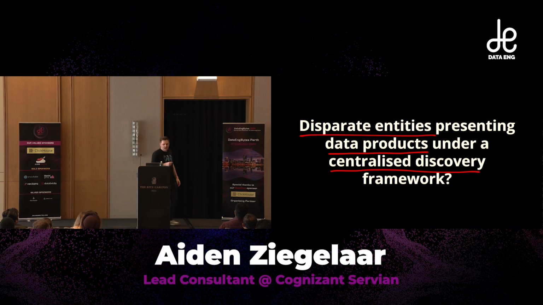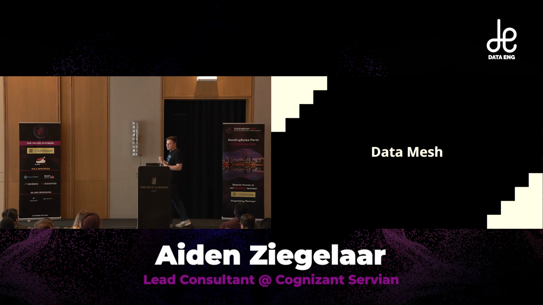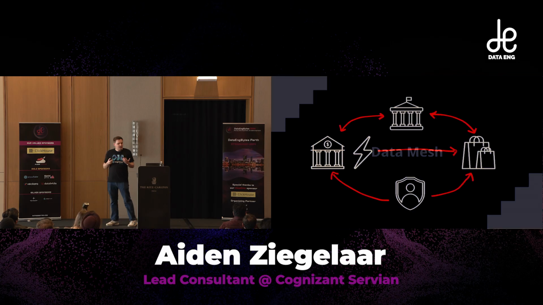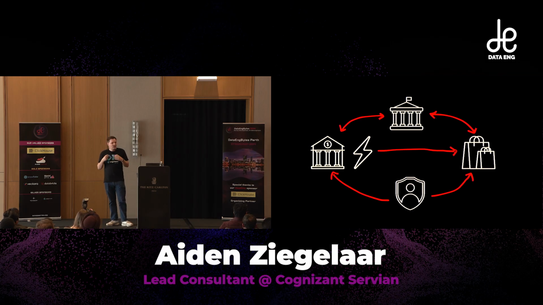So now we can take a look at the ecosystem a little bit more and see we've got disparate entities presenting data products under a centralized discovery framework. And now, does this sound familiar to anyone? Because it should. It's pretty much the concept behind a data mesh, right? So going back to our ecosystem, we can break it down into both the data mesh concepts and the typical layers of a data mesh.